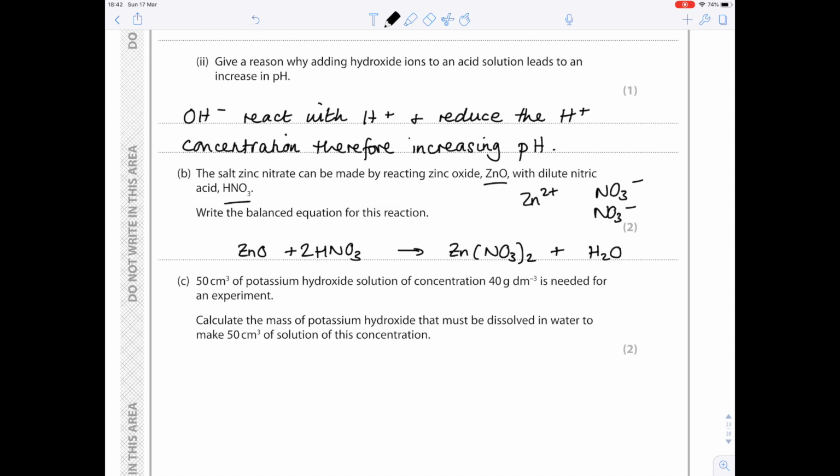So we're going to add a 2 here to try and balance that. And yes, if you have a look now, you'll see that that is balanced.